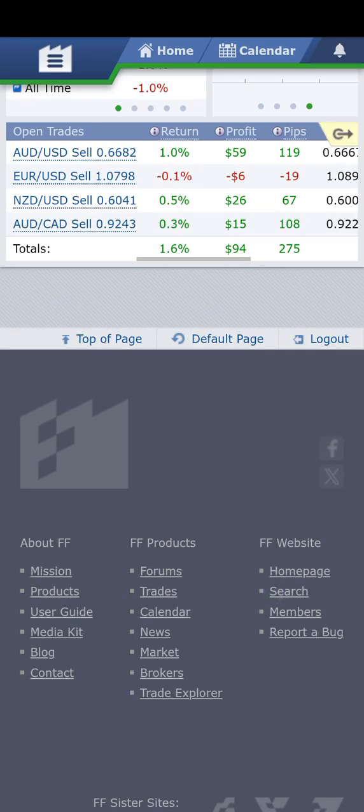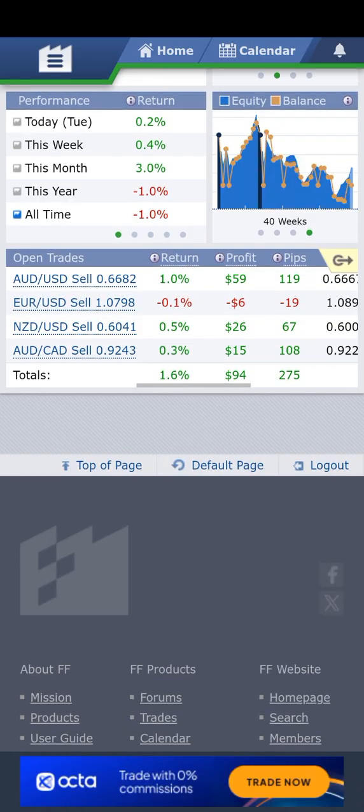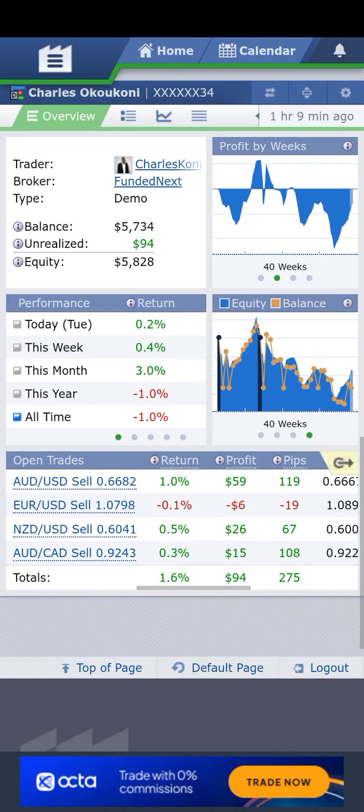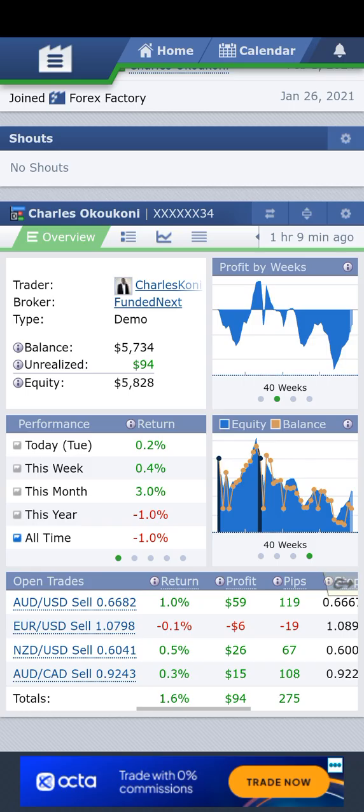So what I have here is for Forex Factory. I have a trade explorer here which shows that okay, this is me. That's my name on Forex Factory, Chasconi. My name is registered. So the broker is Funded Next. I can say it's a demo account, but it's a demo that looks like live because there's money involved.